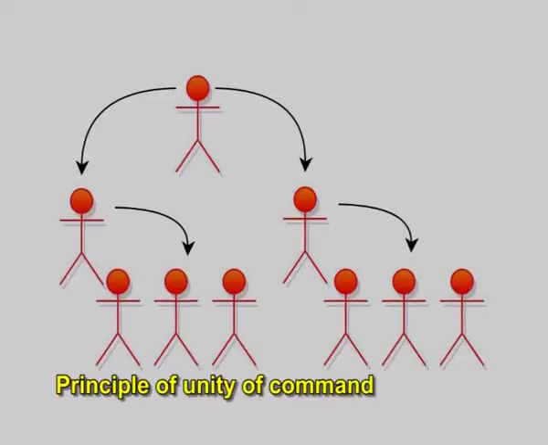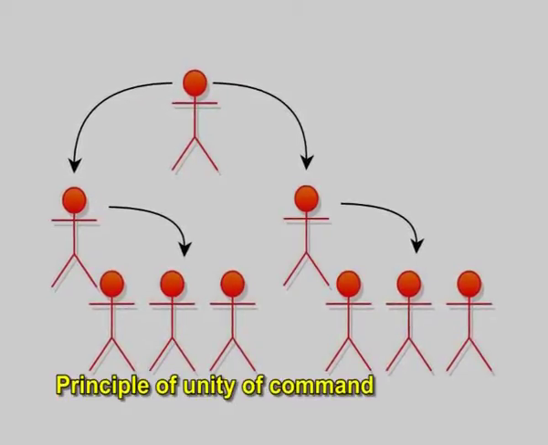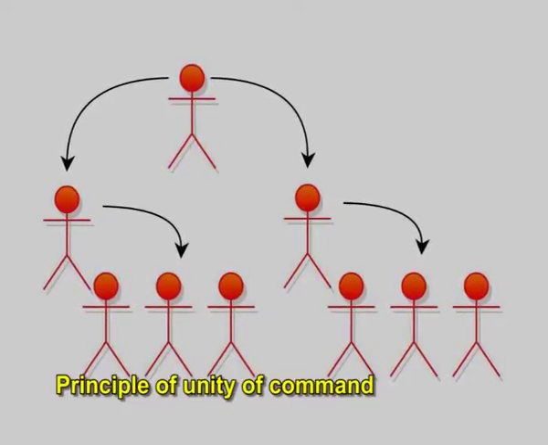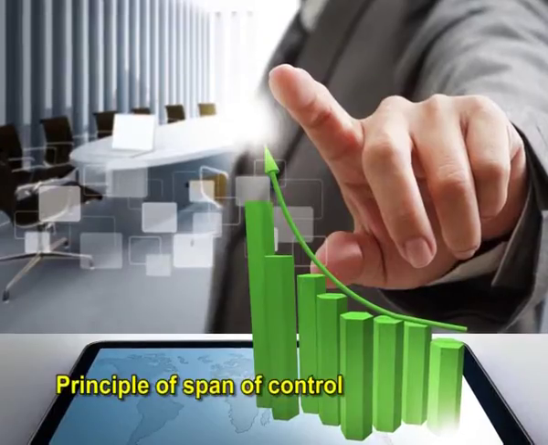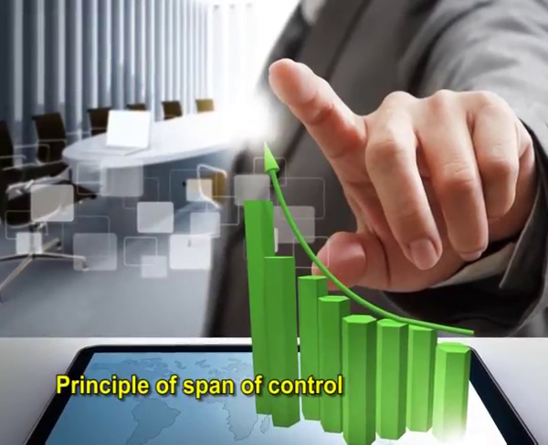Principle of unity of command. Subordinates should receive orders from a single superior at a time, and all subordinates should be accountable to that superior. More superiors lead to delay, confusion, and so on. Principle of span of control. Unlimited subordinates can't be supervised by a manager.